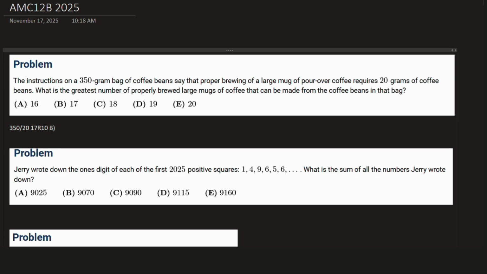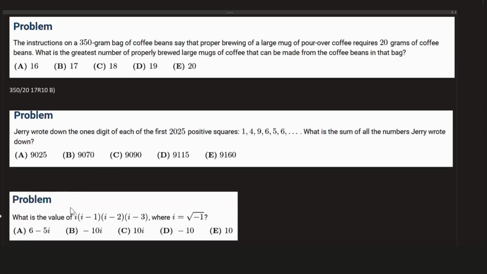We can double check this by seeing that when we multiply 20 times 17, that uses up 340 grams, and we're left with 10 grams, which won't be enough to brew another mug.